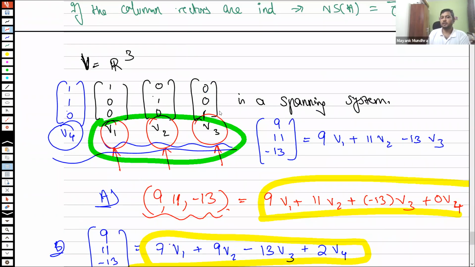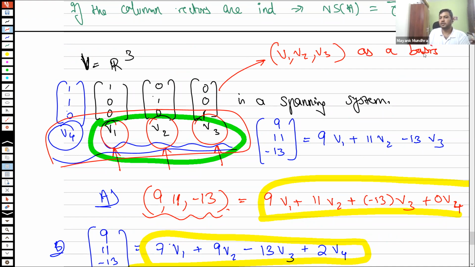So for example, if you have these 4 vectors as the spanning system, then you can take out v1, v2, v3 as a basis. And then v1, v2, v3 are going to be linearly independent. They are going to be independent vectors. Whereas v1, v2, v3, v4 together are not independent, because you can see here that v4 is basically v1 plus v2. So they are not independent.